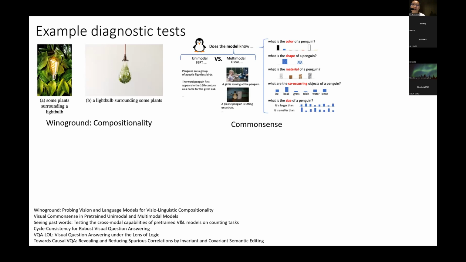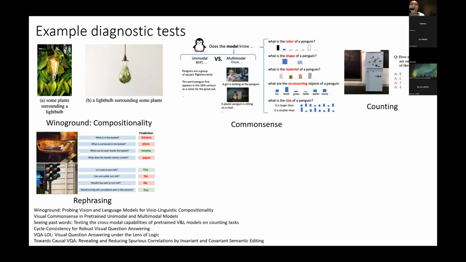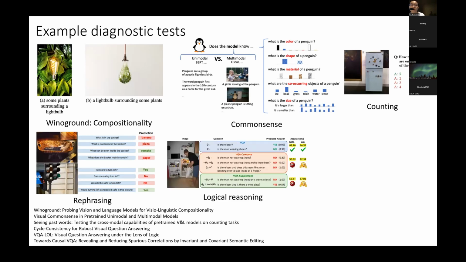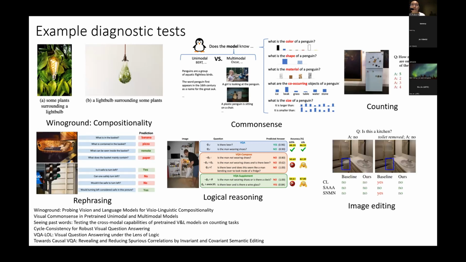We can also test the so-called common sense in this kind of models. We can also see how good they are at counting, right? We also have data sets on how good the model can deal with question rephrasing, how good the model can do logical reasoning, and if we just use some image editing tool to change the image, is your answer also going to be changed? These are all open questions.